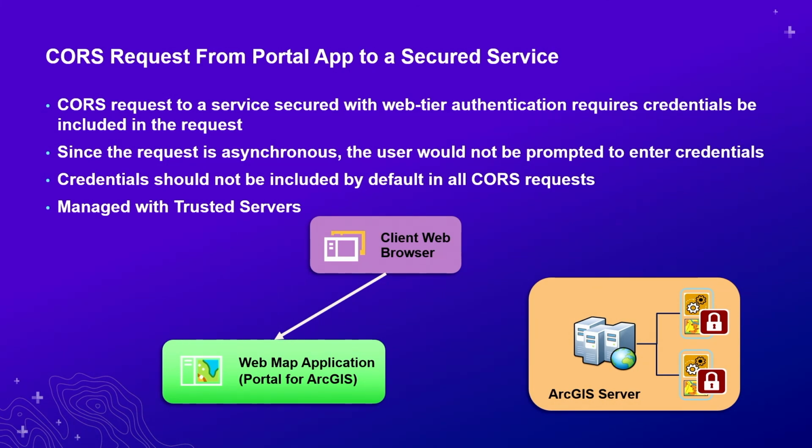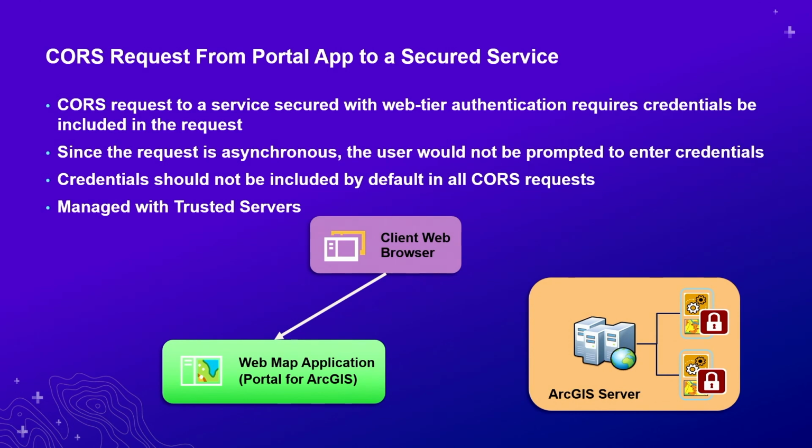But one thing to keep in mind, a little bit different here, is how we handle CORS requests to a secured service. Previously, with the Allow Origins, we restrict what web applications can access individual items within Portal. That's great. But what happens if a web application on my ArcGIS Enterprise or Portal for ArcGIS needs to make a CORS request to a secured ArcGIS Server service, more specifically, a service secured with web tier authentication that requires credentials to be sent? I know this is kind of tough to visualize, and if you aren't working with services secured with web tier authentication, this does not apply to you at all.